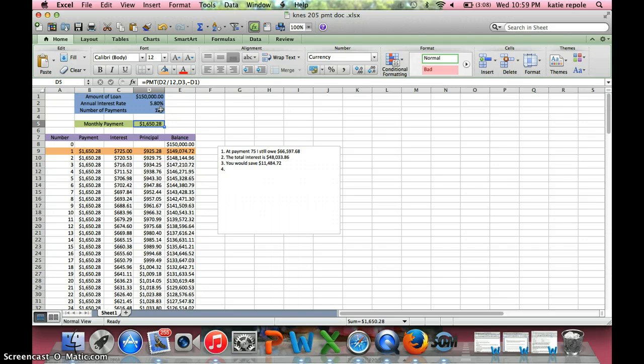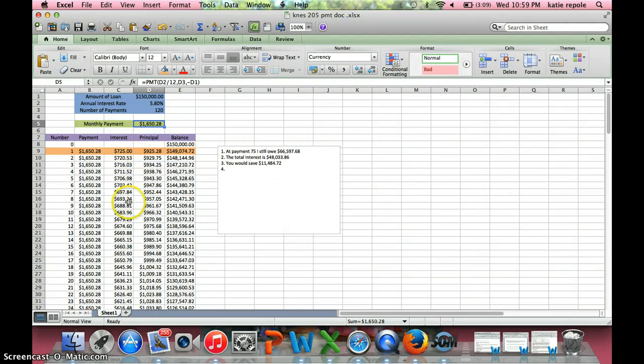the NPER, which is the total number of payments for the loan, which is 120. And then from there, the next number is the present value, or the total amount of the loan, which in this case was $150,000. Once you enter that into the equation, you're going to get a total of $1,650.28.